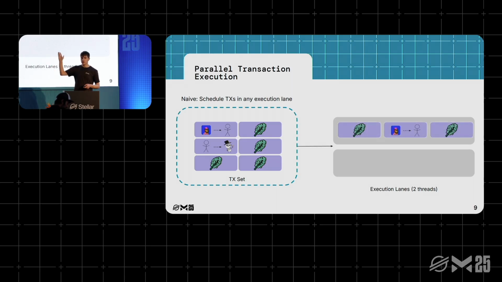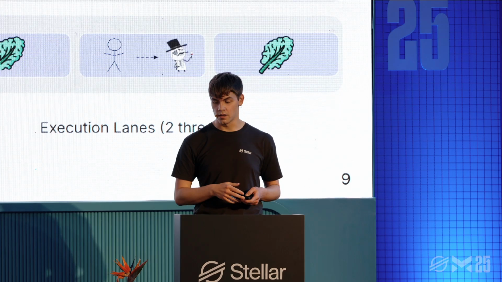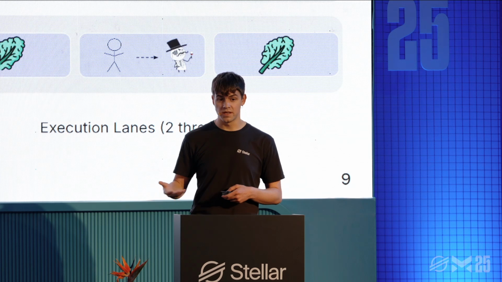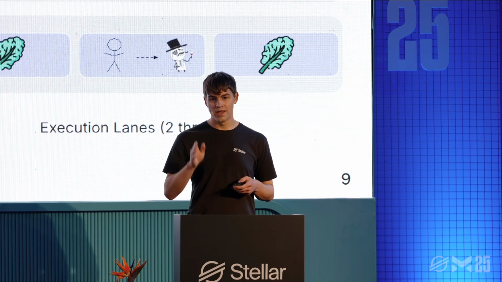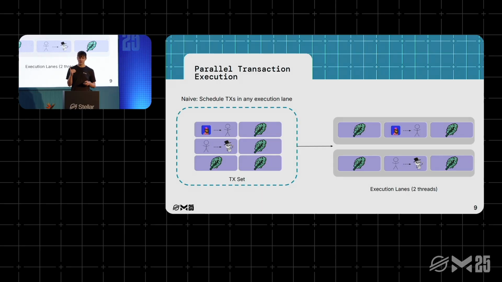And so we might, in the top lane, farm some kale, then mint our NFT, and then farm some more kale. And then at the exact same time, in our bottom lane of execution, we are going to farm some kale, then we're going to transfer that NFT, and then farm some more kale. However, this creates a significant problem. Both execution lanes are happening concurrently with no synchronization in between, which means that each transaction is happening at the exact same time as the other one. And so we have a conflict.